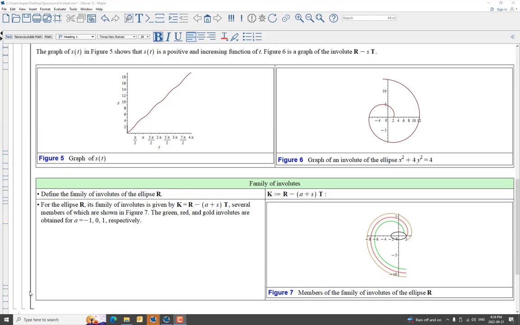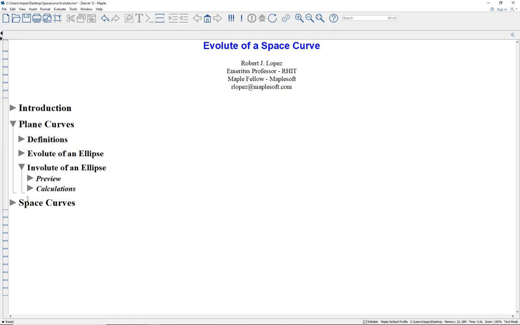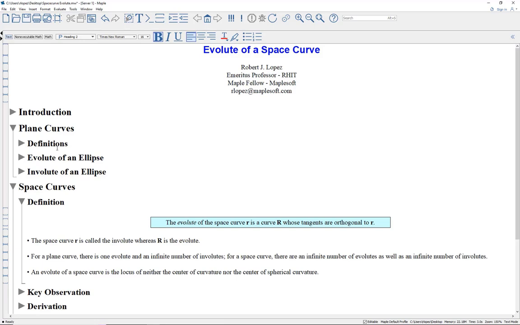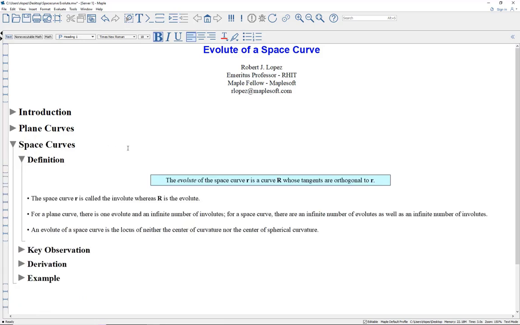So we really want to be looking at space curves. This all was background for our look at space curves. So the evolute of the space curve, we'll call that space curve little r. That evolute will be a curve we will call big R. And that big R is defined by the property its tangents are orthogonal to R. Little r is called the involute, big R is called the evolute.